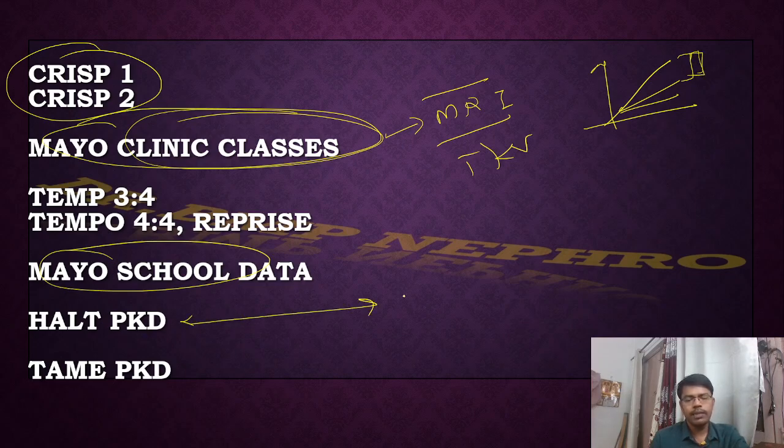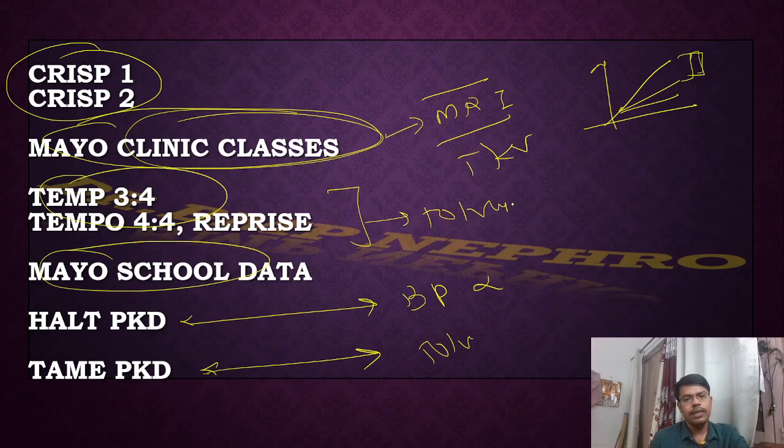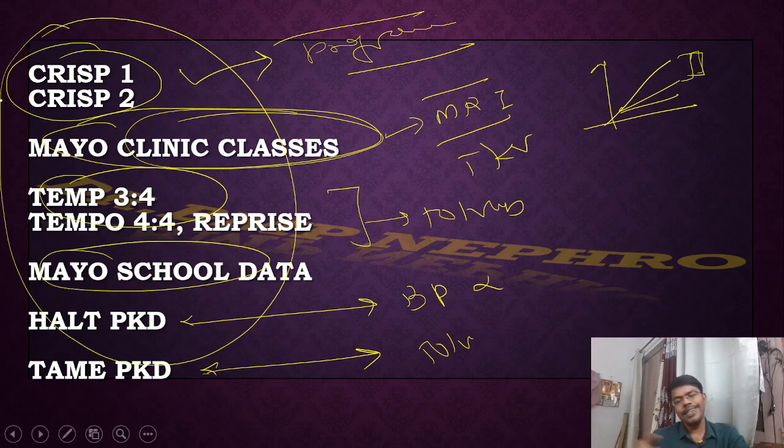HALT PKD, what did they check? They checked low BP and the progression. In TEMPO 3:4 they tried tolvaptan. In REPRISE they also tried tolvaptan. And in CRISP 1 and 2, they checked the progression. So for a medicine resident, just remember these are the names of trials related to ADPKD. You might get a difficult question in NEET.